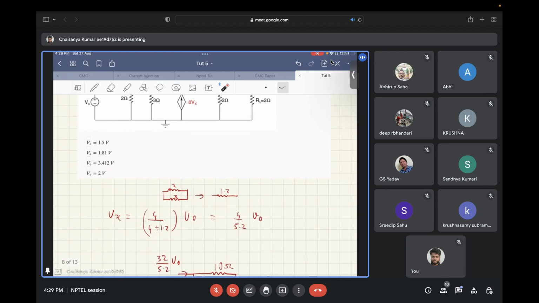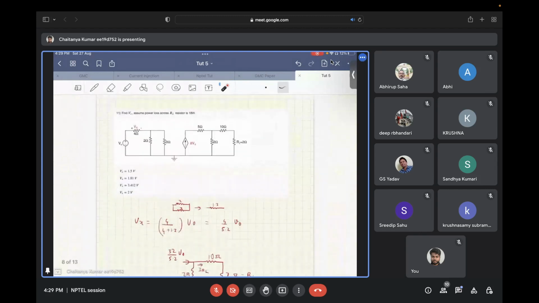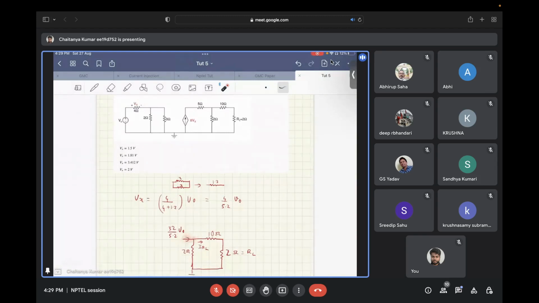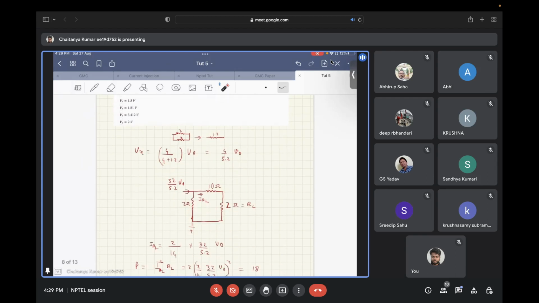So from there you get Vx equal to 4 by 5.2 times V naught, and so now 8 times this Vx is the current that is flowing into this branch. Now, since the 5 ohm resistor is in series with an ideal current source, this 5 ohm resistor is of no value in this circuit. After this, you have a current division that you need to apply in these two branches to get the current flowing through the RL resistor.